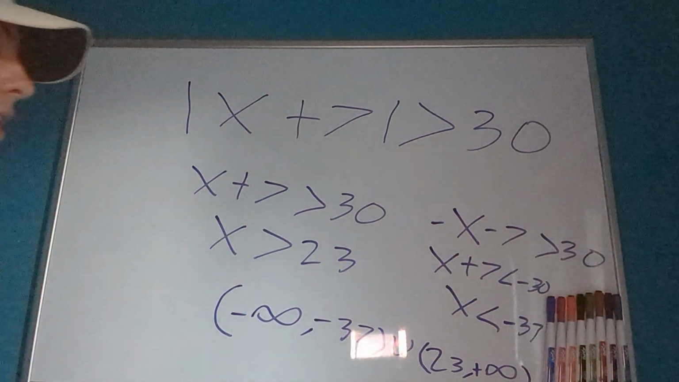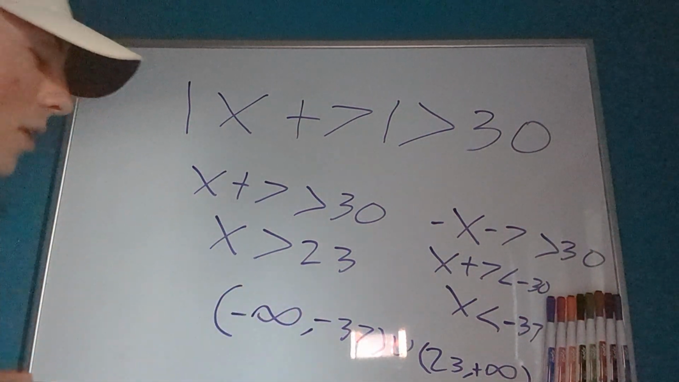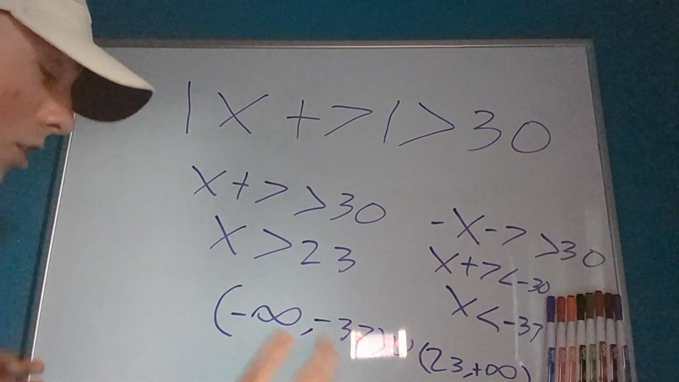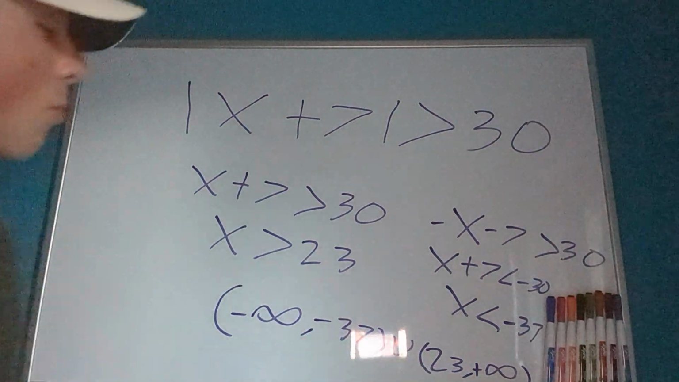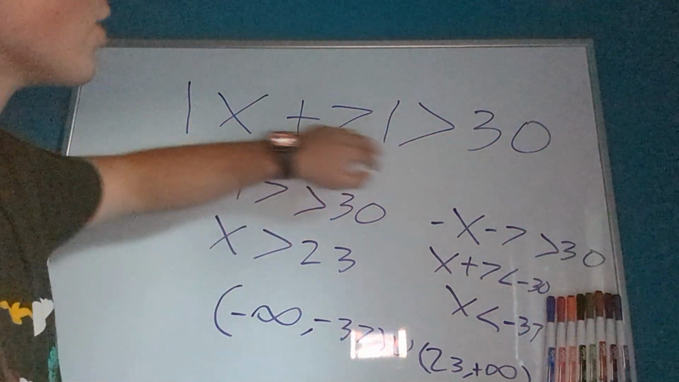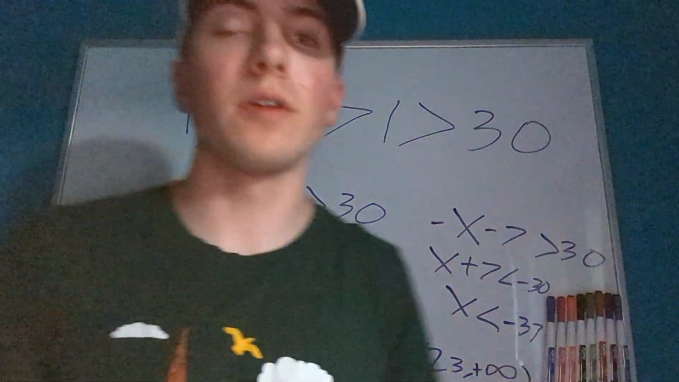Now, what does this all mean? This just means that any number between and including negative 37 and 23 will not work to solve this inequality, right?